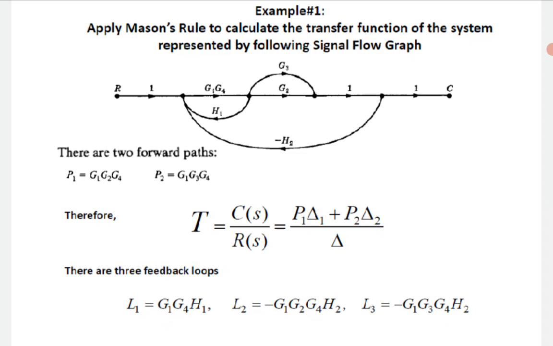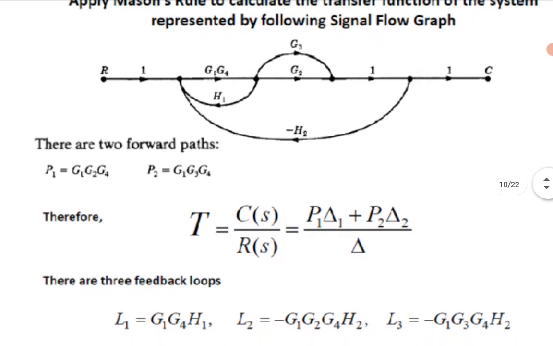Now our next job is to evaluate how many individual loops are available. So L1, the first loop, is G1, G4, H1. The second loop is G1, G4, G2 minus H2, because that is the entire loop. And the third loop is G1, G4, G3 minus H2. So these are the three individual loops.